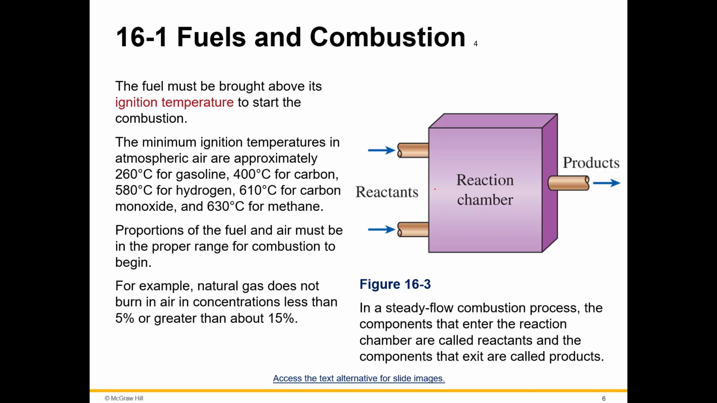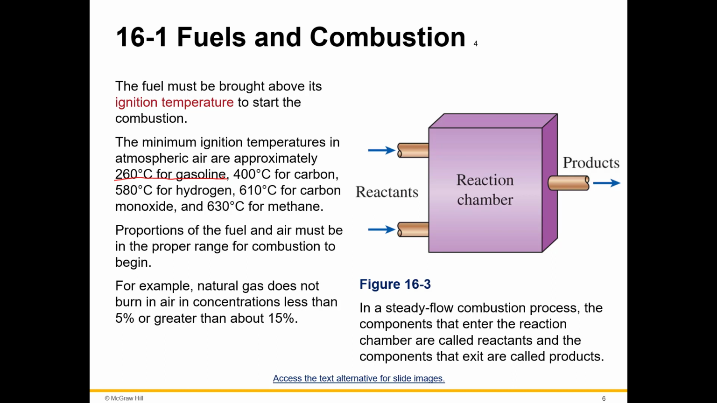maintain that combustion. The minimum ignition temperatures in atmospheric air are approximately, and it's different for each one, 260 for gasoline, 400 for carbon, 580 for hydrogen, 610 for carbon monoxide, and then 630 for methane. This is really important to note: the lowest one listed is gasoline, which is really nice when you're thinking about cars and how readily available they are. You don't have to bring those up to such an extreme temperature. I mean, it's a very high temperature anyway, but could you imagine having to bring it up 3 times that amount if your vehicle ran on methane, right?